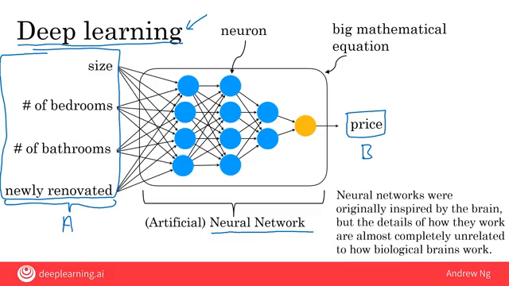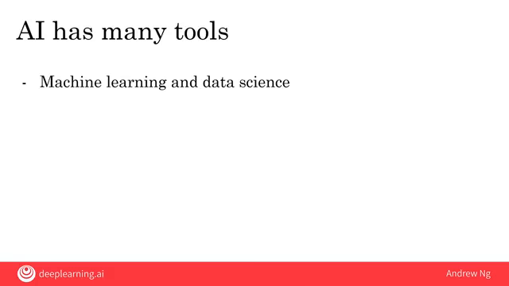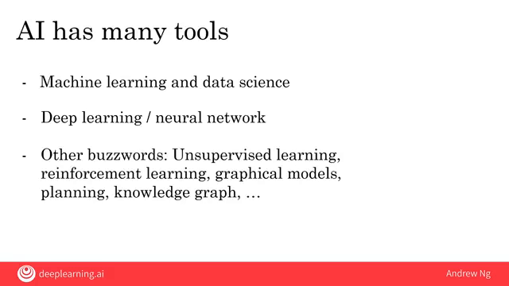So AI has many different tools. In this video, you learned about what machine learning and data science are, and also what deep learning and a neural network are. You might also hear in the media other buzzwords like unsupervised learning, reinforcement learning, graphical models, planning, knowledge graph, and so on. You don't need to know what all of these other terms mean, but these are just other tools for getting AI systems to make computers act intelligently. I'll try to give you a sense of what some of these terms mean in later videos as well. But the most important tools that I hope you know about are machine learning and data science, as well as deep learning and neural networks, which are a very powerful way to do machine learning and sometimes data science.